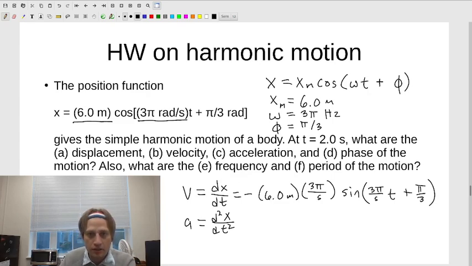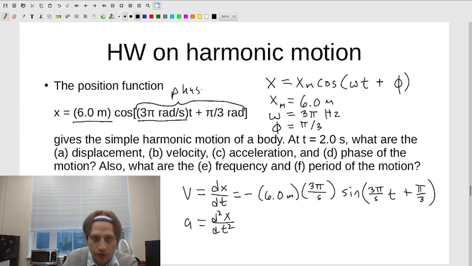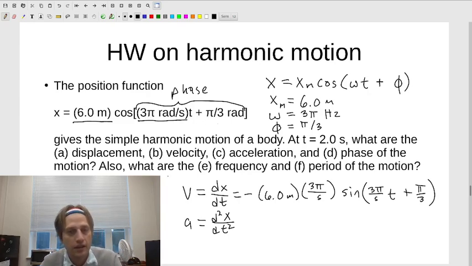The part that's a little tricky is that it asks what the phase of the motion is. The phase is just this thing in here, so it will have units of radians. If you put in time equals 2, you have 3 pi times 2 plus pi over 3, and you will get an answer that is in radians, and that would be the phase.